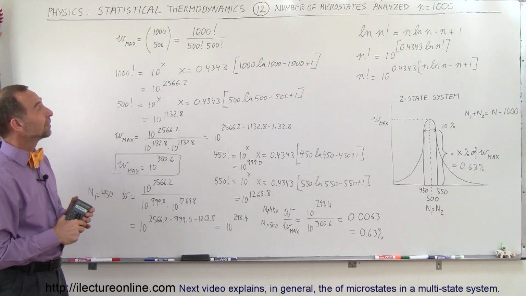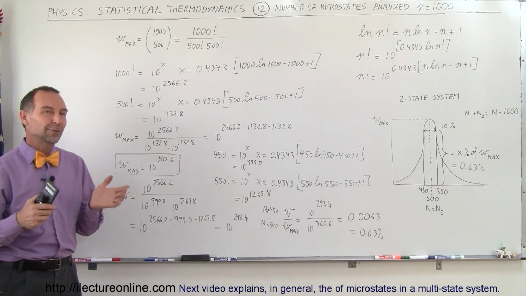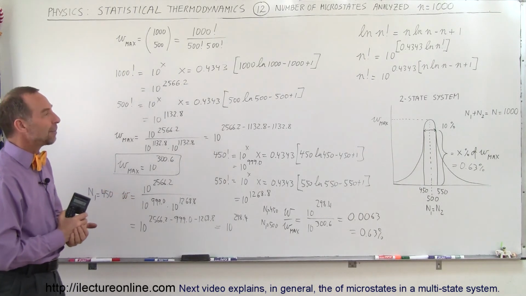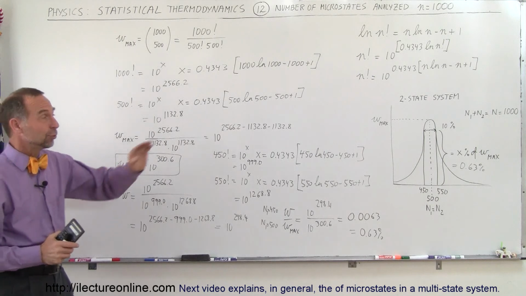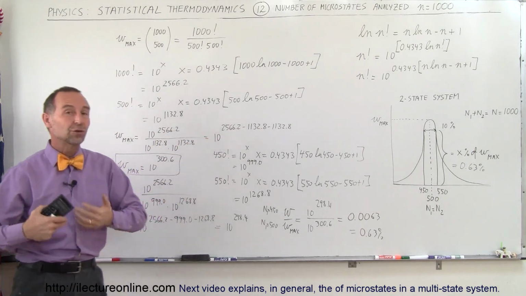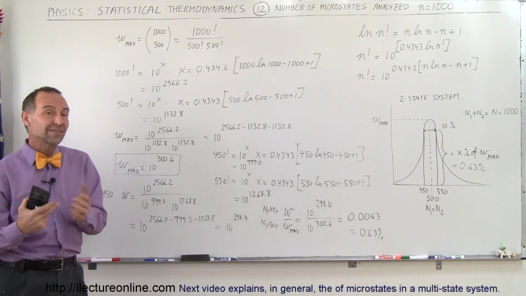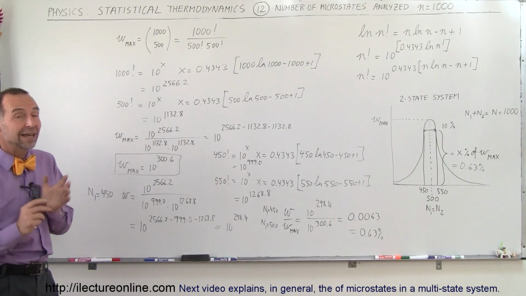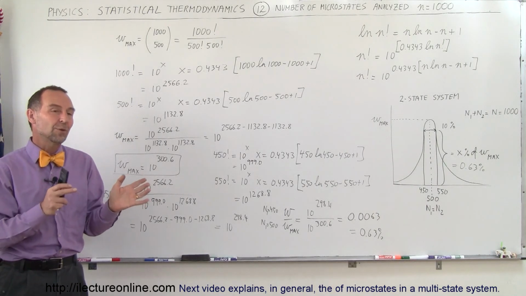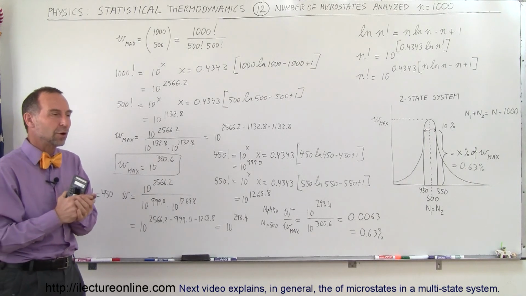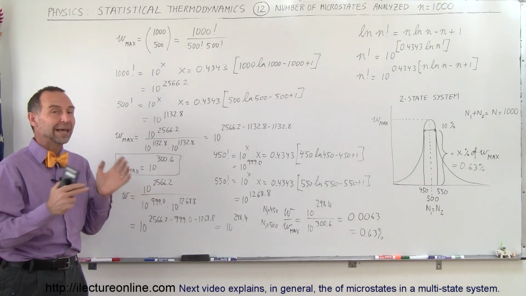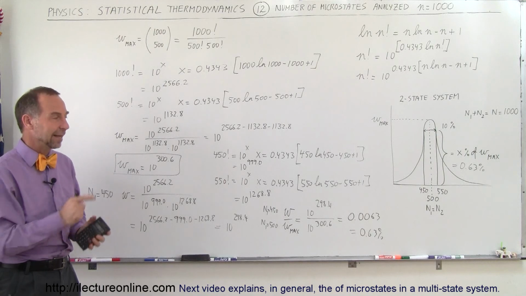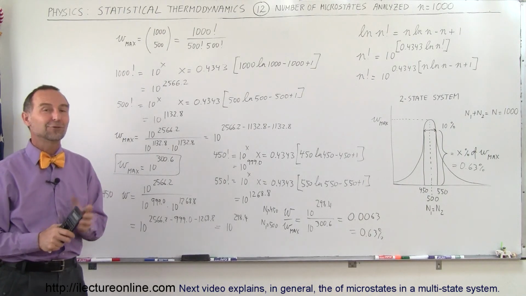Interesting information, isn't it? And that's what we call statistical thermodynamics. And this is only for the two-state system. Later on, we'll look at a multi-state system where we have energy involved and a multi-state system where we don't have energy involved. And then we'll also compare that to what we call the entropy of the system. There's a relationship between that, and we'll see what that looks like in future videos.